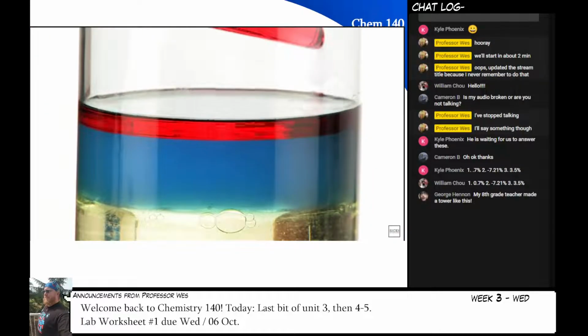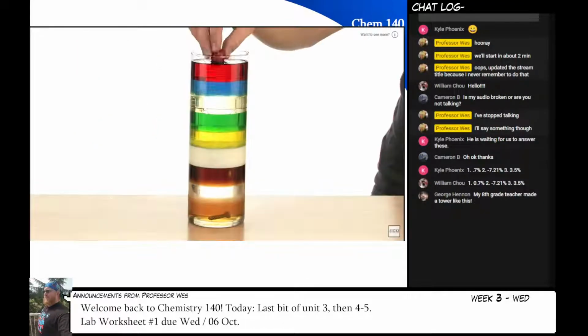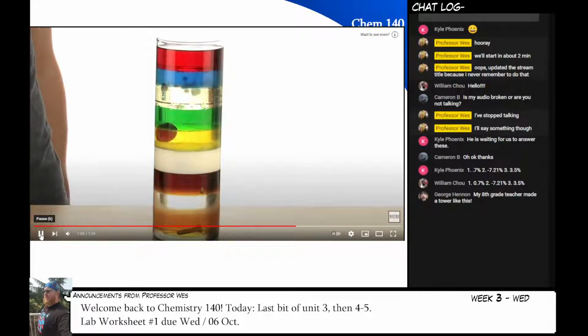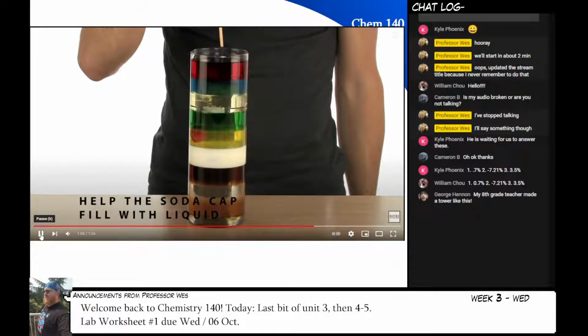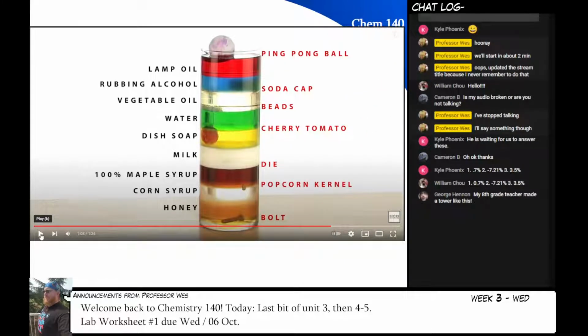And then pouring down the side is just because it's even slower. And then once you've done all the liquids, you can drop all the objects. And you'll notice that they kind of float, but then they stop at certain spots. Like the tomato went like halfway down. And there you go. This is where all of our objects sorted in our density column.